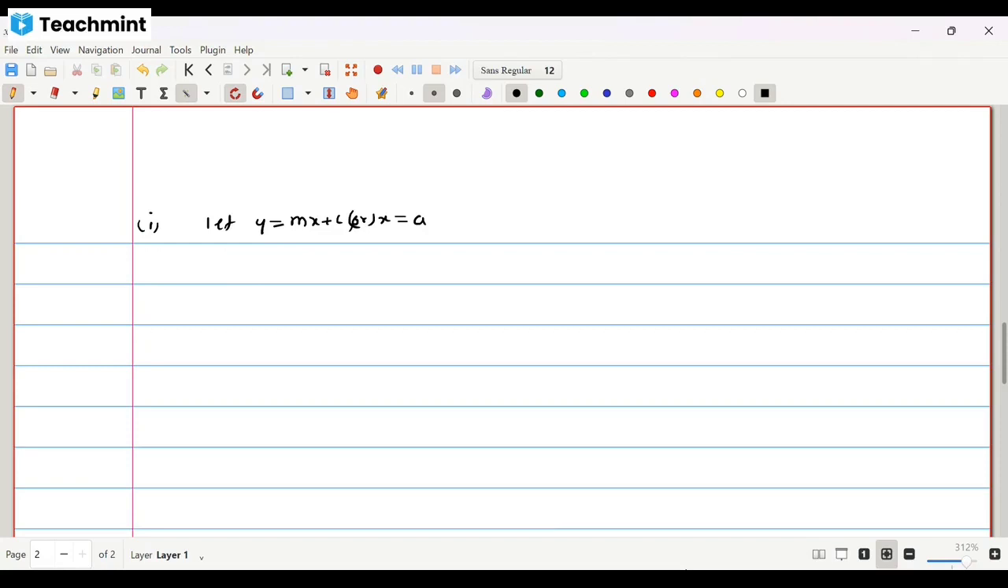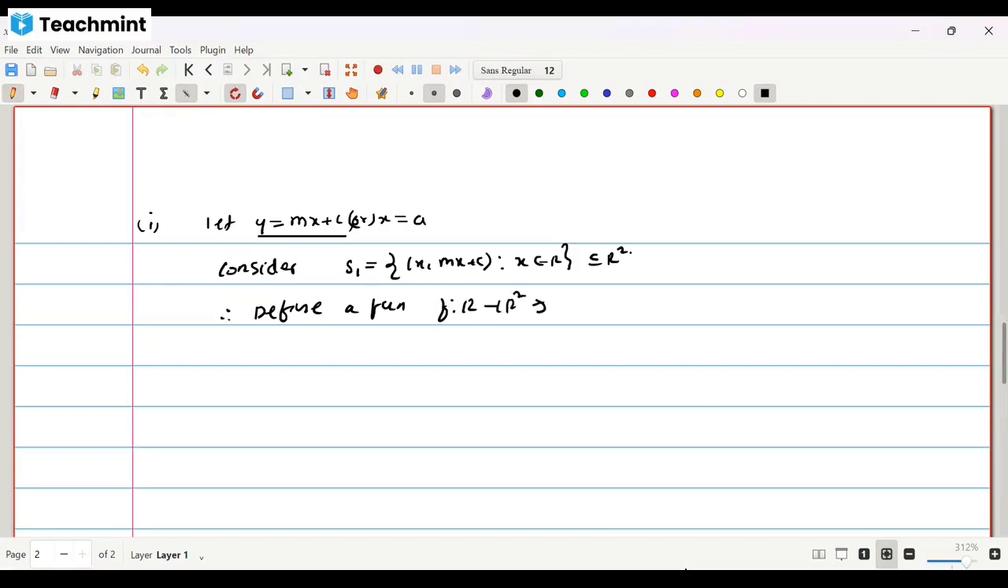So is it connected or not? Now consider some S1, where S1 is the set of (x, y) where y is equal to mx plus c, any line in R square, such that x belongs to R. This is a subset of R square. Now define a function f from R to R square such that f of x equal to (x, mx plus c).